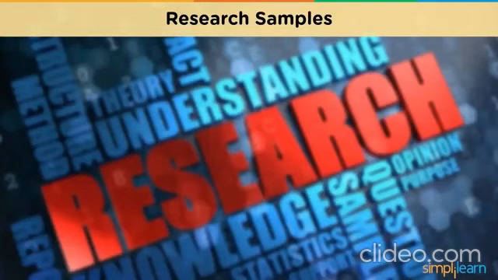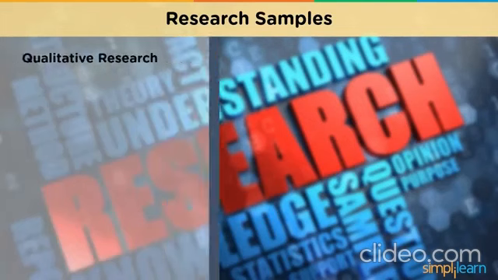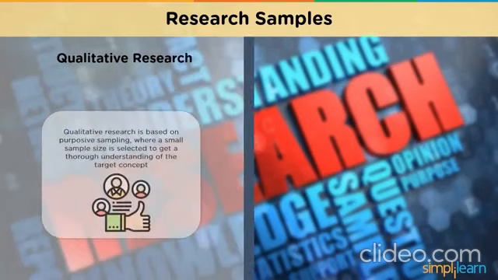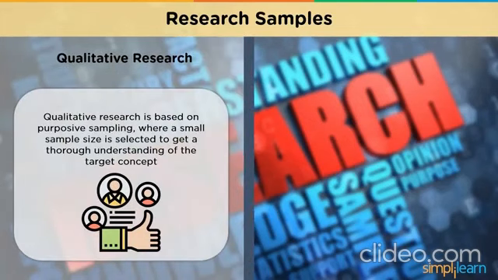Now, coming to the research samples for both qualitative and quantitative research methods. In qualitative research, a small sample size is selected to get a thorough understanding of the target concept. It is also called purposive sampling. You can also call it judgmental or subjective sampling as well. This is a form of non-probability sampling in which researchers rely on their own judgment when choosing members of the population to participate in their study.